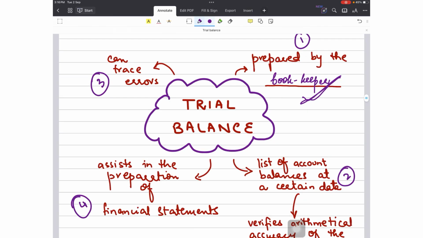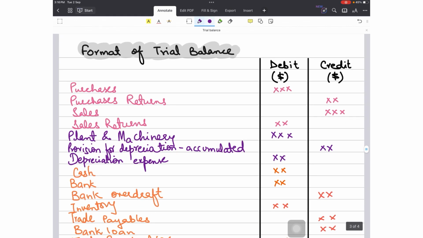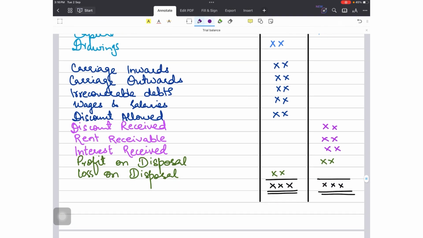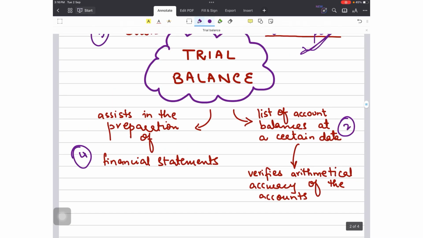And if I give you a glimpse of a trial balance, it looks like this: it has two columns, a debit column and a credit column, and we list down all the accounts that a business maintains in these two categories, and in the end both the totals should be equal, both the totals should match. So this is how a trial balance is prepared. We'll come back to it in a minute.